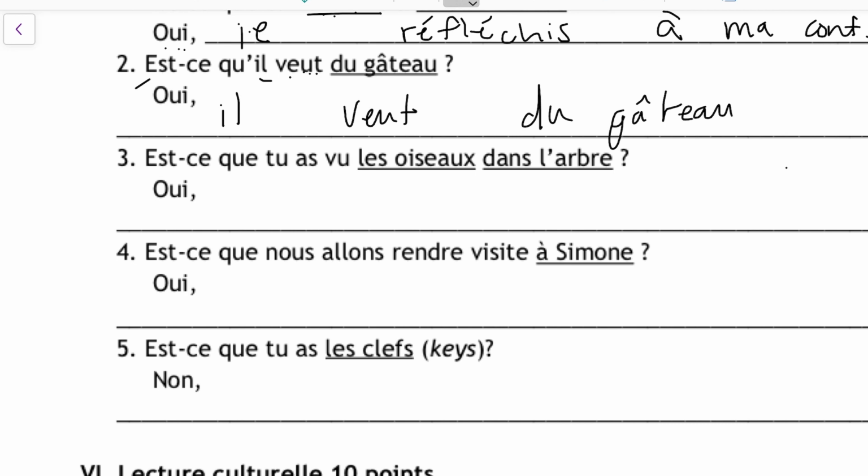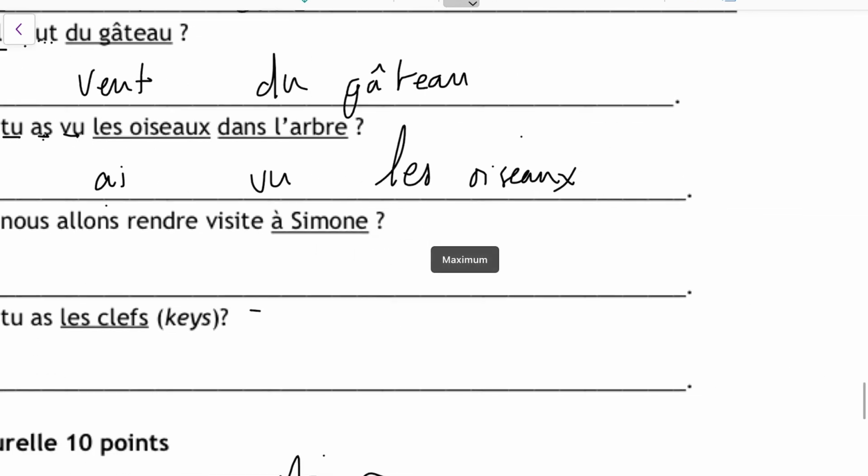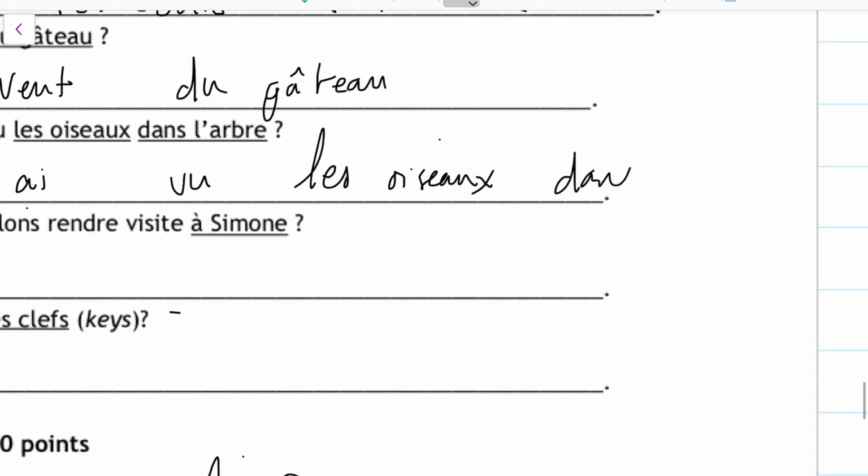Next one. Est-ce que tu as vu les oiseaux dans l'arbre? Tu gets responded with je. A vu is 2 verbs. It's avoir plus a past participle. Therefore, we have passé composé. Je, a and vu. I realize that normally I'd put these two together because of vowels, but we're not there yet. Les oiseaux gets taken down. Same thing with dans l'arbre.